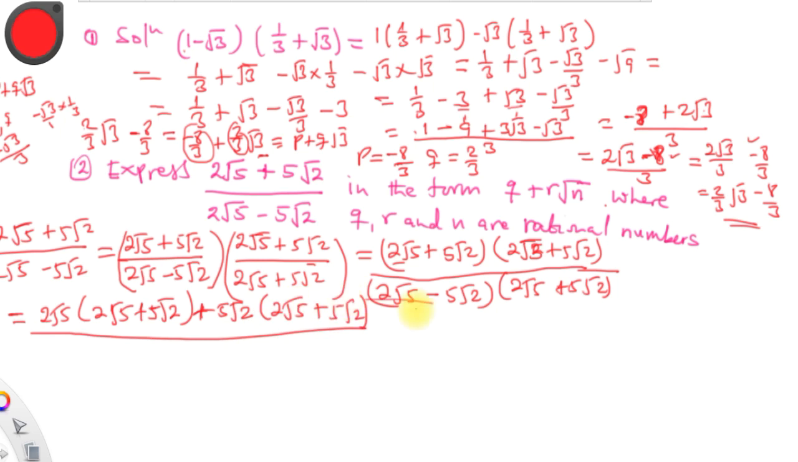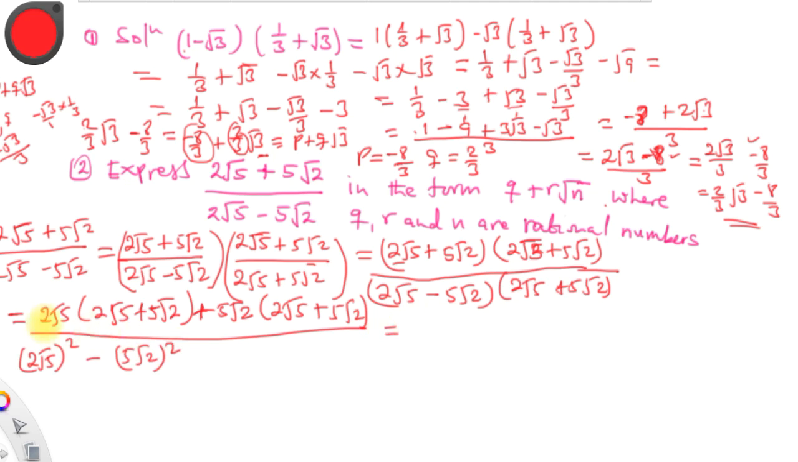Oh sorry, this is a difference of two squares. So we have this one squared minus this one squared. The denominator, there's nothing else now. So we have 2 root 5 all squared minus 5 root 2 all squared. This is what we get for the denominator.